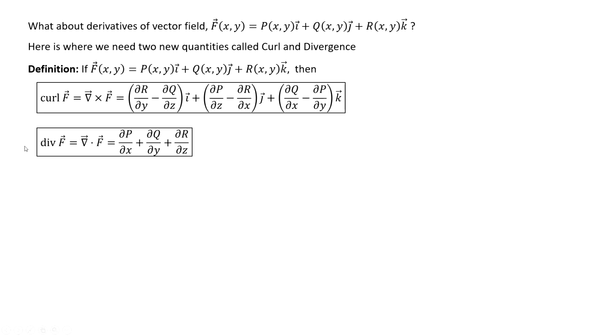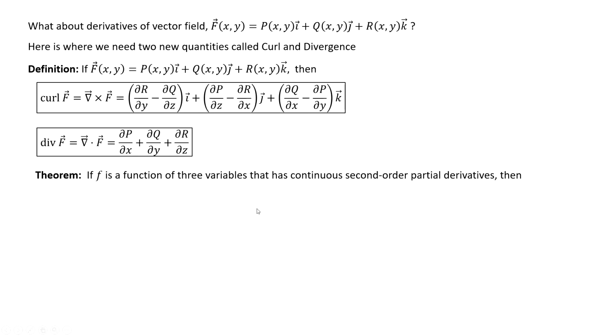And del dot f is what the divergence is. So curl is del cross f, divergence is del dot f, where f is the vector field. And that turns out to be partial p with respect to x plus partial q with respect to y plus partial r with respect to z.